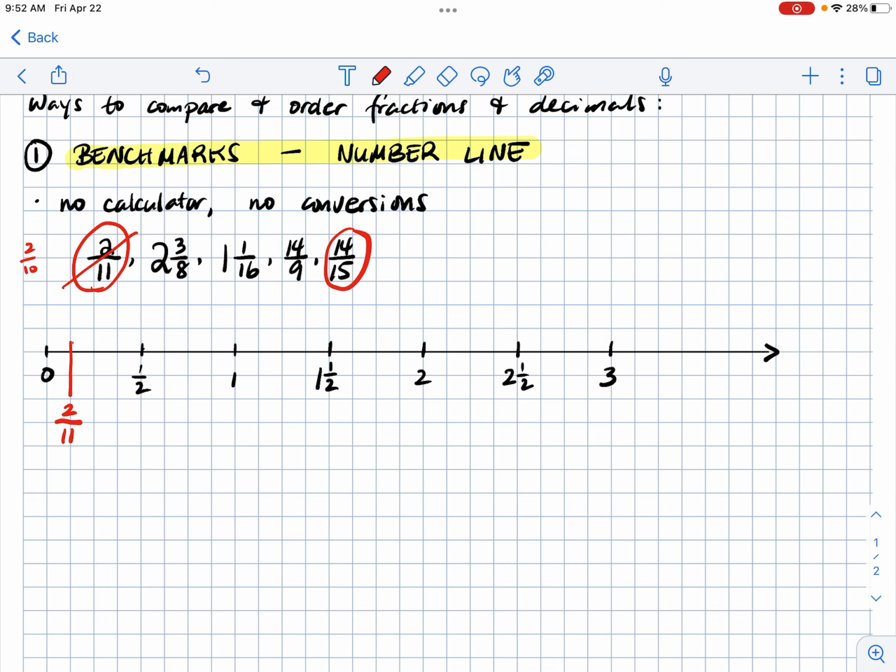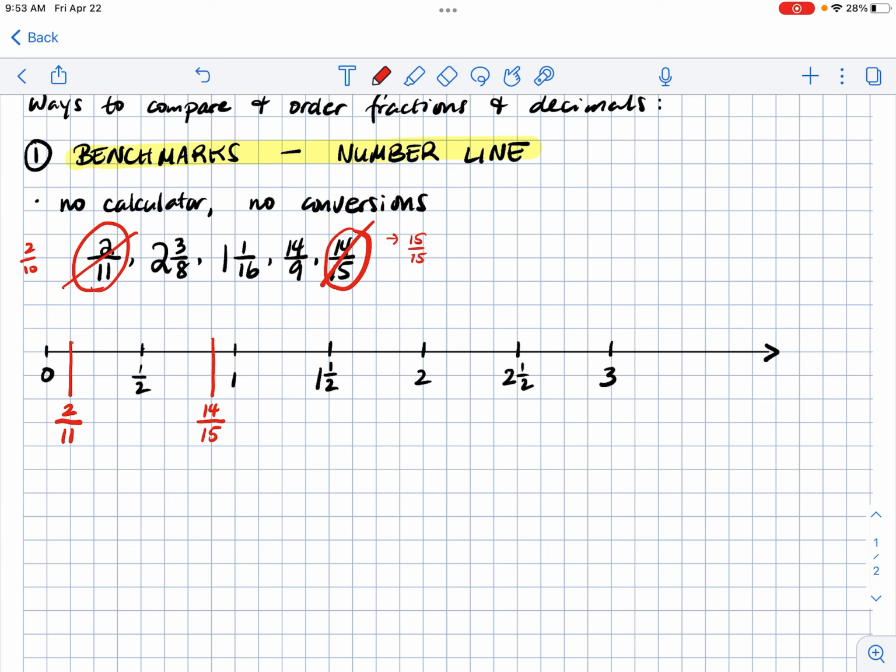Now I look at 14 over 15. Okay, 14 over 15, it's pretty close to 15 over 15, right? It's pretty close to the whole. So I know that it's probably fair to place 14 over 15 maybe here. Again, it's not going to be accurate or exact, but I'm using my estimation strategies and I'm using my benchmarks because I know it's close to the whole.